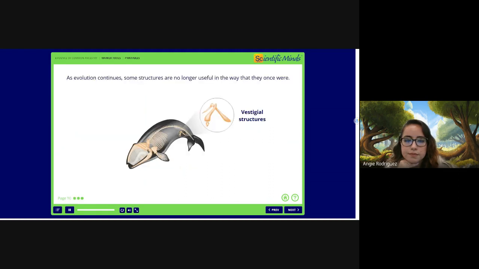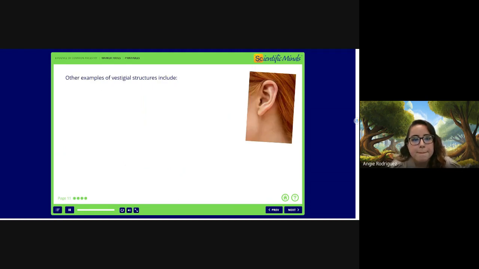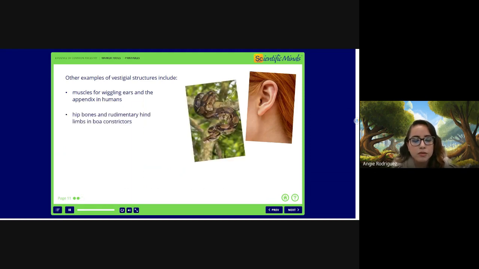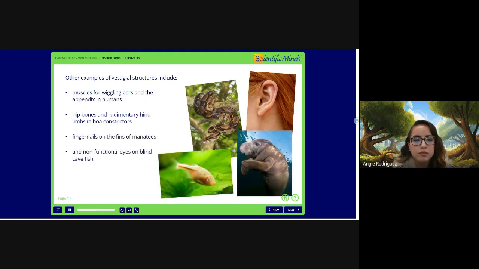As evolution continues, some structures are no longer useful in the way that they once were. Vestigial structures are structures that serve little or no useful purpose in an organism. Their presence indicates structural change over time. The hind limbs in whales are examples of vestigial structures. Other examples include muscles for wiggling ears and the appendix in humans, hip bones and rudimentary hind limbs in boa constrictors, fingernails on the fins of manatees, and non-functional eyes on blind cavefish.